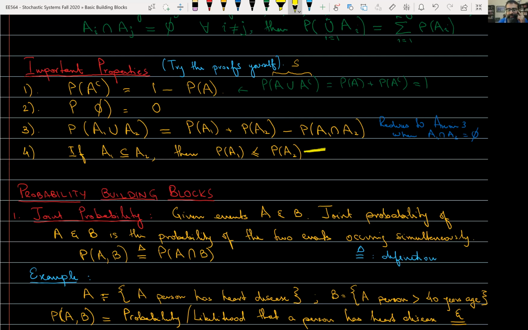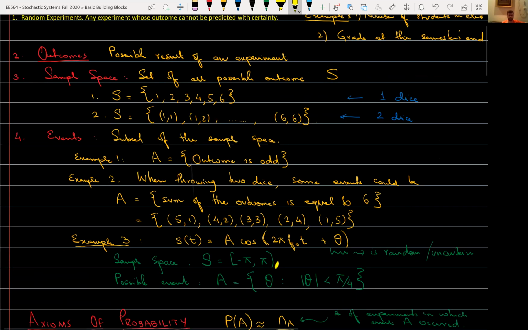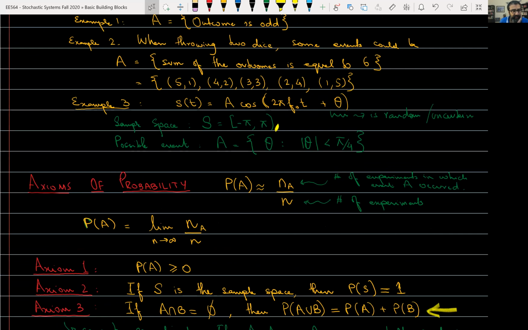Yes, tell me. Sir, there is one thing I did not understand: the definition of events that you covered, please repeat Example 3. What was not understood there? See, it's a random experiment. When we do the random experiment, some value of theta comes up. That's the randomness. Okay, an event would be that when I do the experiment, the phase turns out to have a magnitude which is less than pi by 4. That's an event. And the sample space is from minus pi to pi.